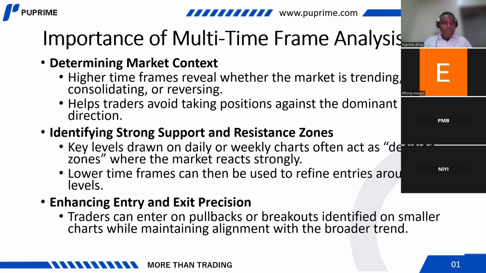So one of the importance of multi-time frame analysis is that it helps to determine the market context. It helps traders to avoid taking positions against the dominant market direction. So in an instance where the market is trending up on the daily or weekly time frame, please listen clearly. You don't have any business with a sell trade. A sell trade is invalidated, the sell signal is invalidated if the market is buying on the daily and the weekly time frame, because that sell signal is a short-term trend. The market will over time reverse and go in the major direction.